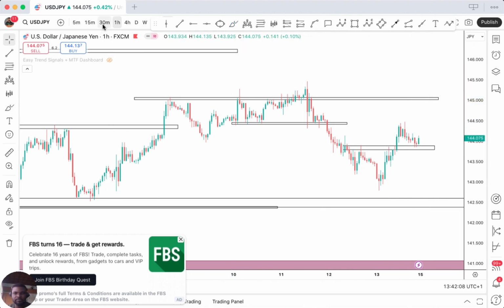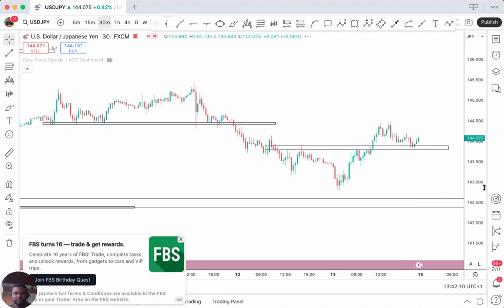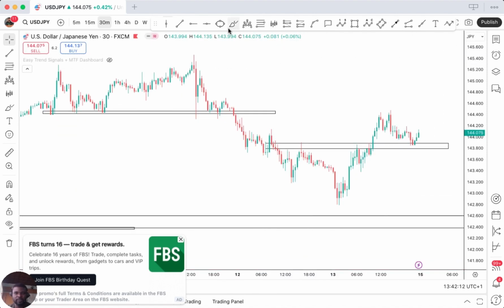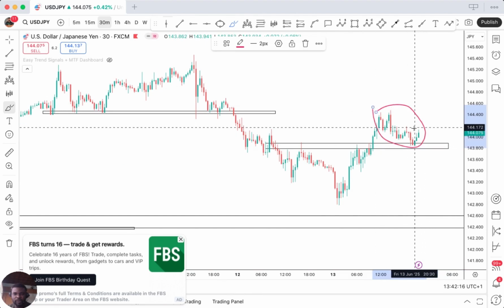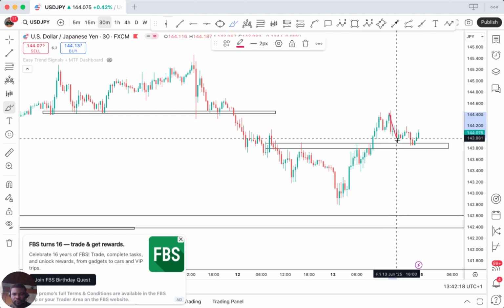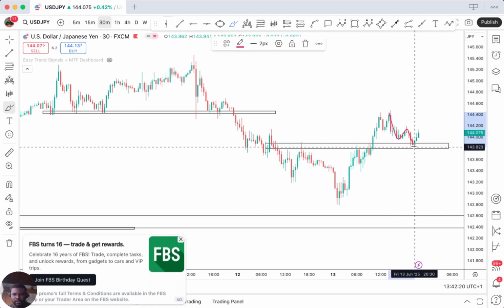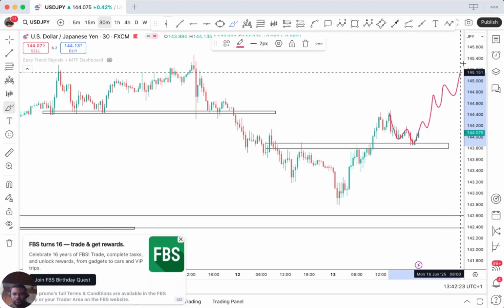Now let's go to the 30 minutes so we can see exactly what is happening within this correction. Now you can see right here, on this correction, we already have the 3 wave. We have wave 1, wave 2, wave 3, and then price could still go further to the upside.